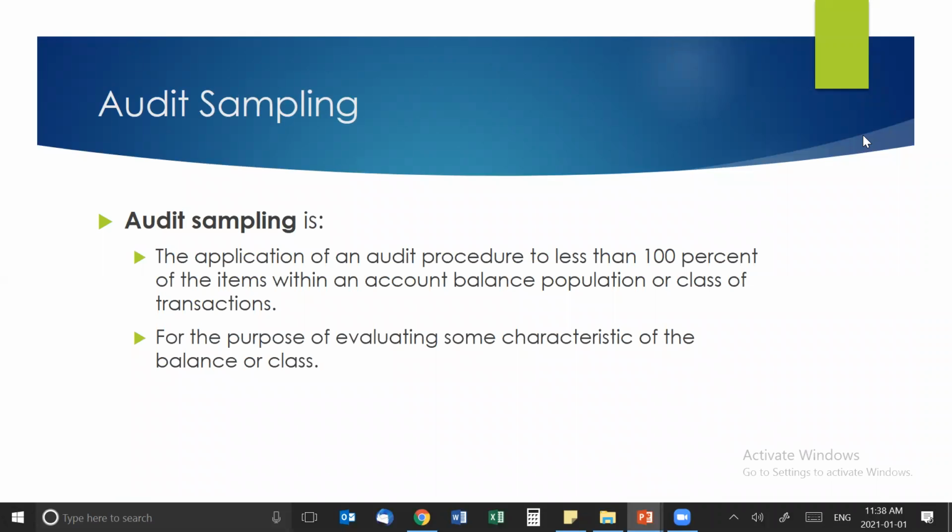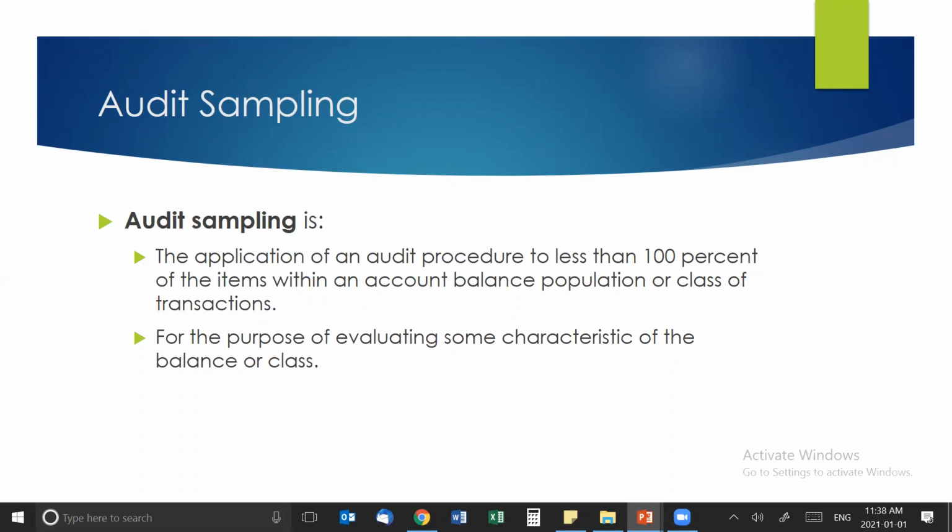So an audit sample is an application of an audit procedure to less than 100% of the items in the population. So as auditors, we don't have to audit 100% of every single transaction, every single journal entry into the general ledger accounts. We would just take a sample of the population to test.